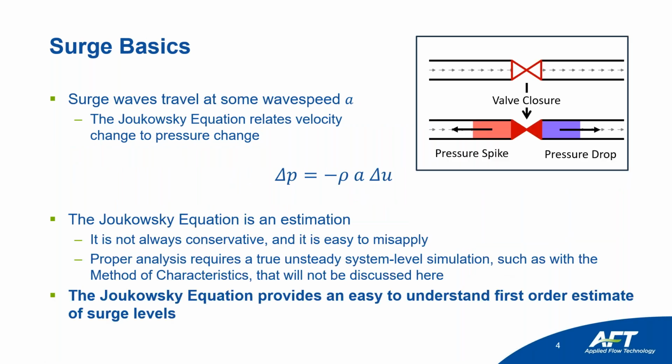So basics on surge, again, they travel at some wave speed, and there's a simplified equation, the Joukowsky equation, that relates a change in velocity to a change in pressure. So if, for example, you're closing a valve, you're changing that velocity from some steady state velocity to zero. You have some known fluid density and a wave speed, a sonic velocity of information propagation through a fluid pipe system. And with that information, you can estimate a change in pressure. It is just an estimation. It's not always conservative. It's easy to misapply.